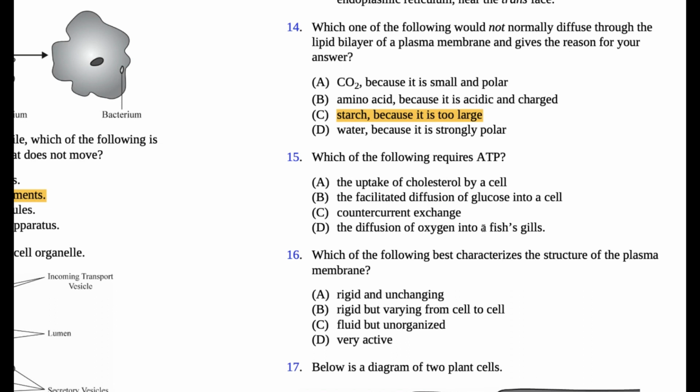Diffusion of oxygen into fish gills is also passive transport from high concentration to low concentration. So we have obesity, is all passive and does not require ATP. And we are left with A, the uptake of cholesterol by cells. So what is exactly the process for this?